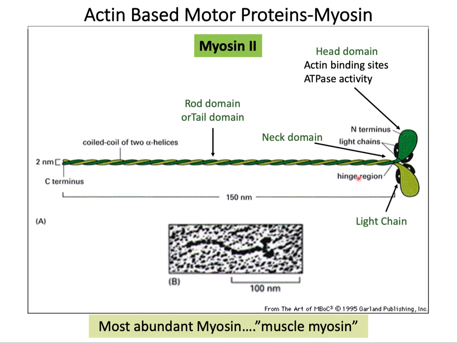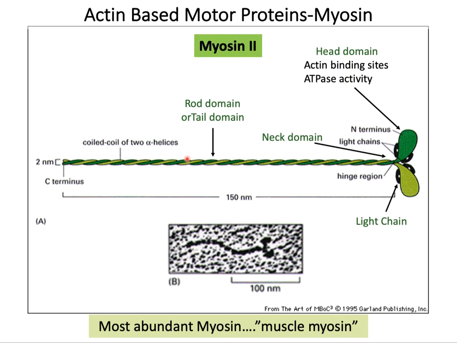It consists of two heavy chains, shown here in green, light and dark, and these heavy chains have long rod domains called the tail domains, which are wrapped around each other. So they form a coiled-coil structure of two alpha helices. That is what holds these two heavy subunits together.